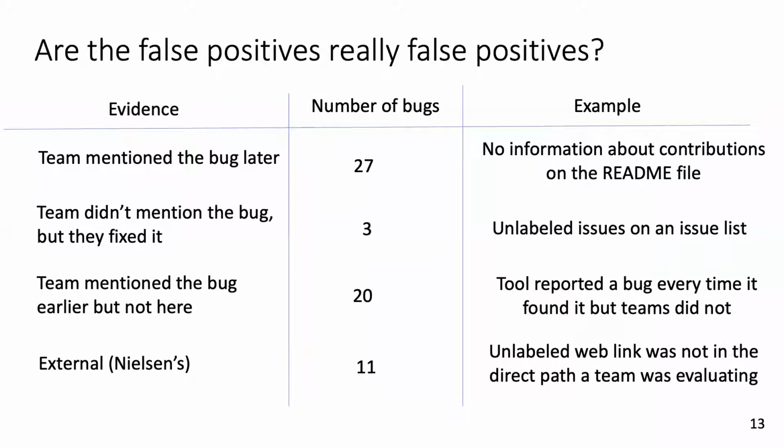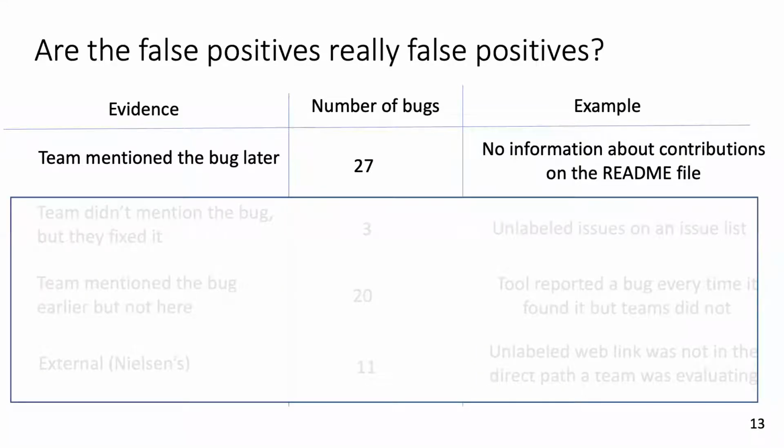So we took a deeper look into the false positives. 61 bugs among the ones that AID had captured were not actually false positives. For example, in 27 cases, AID reported a bug earlier than the team did. So that suggests this isn't a false positive because the team did find it, but not just yet.